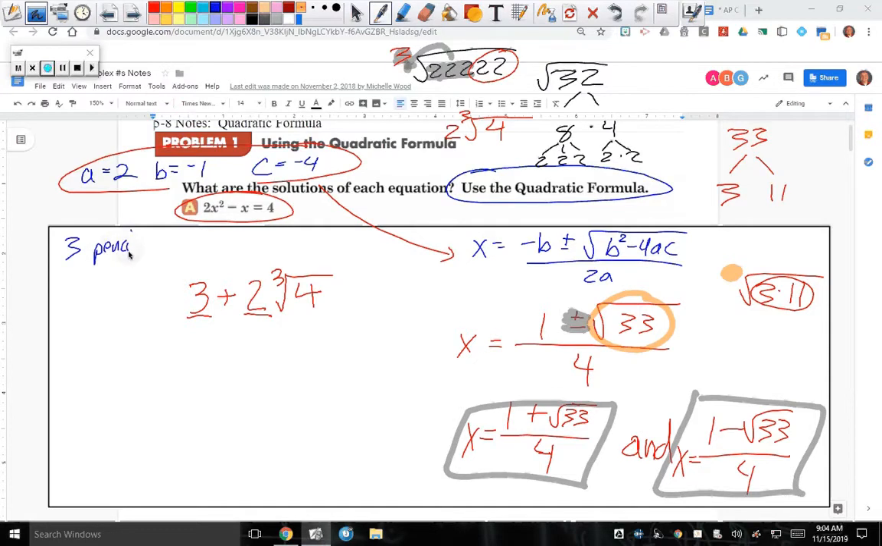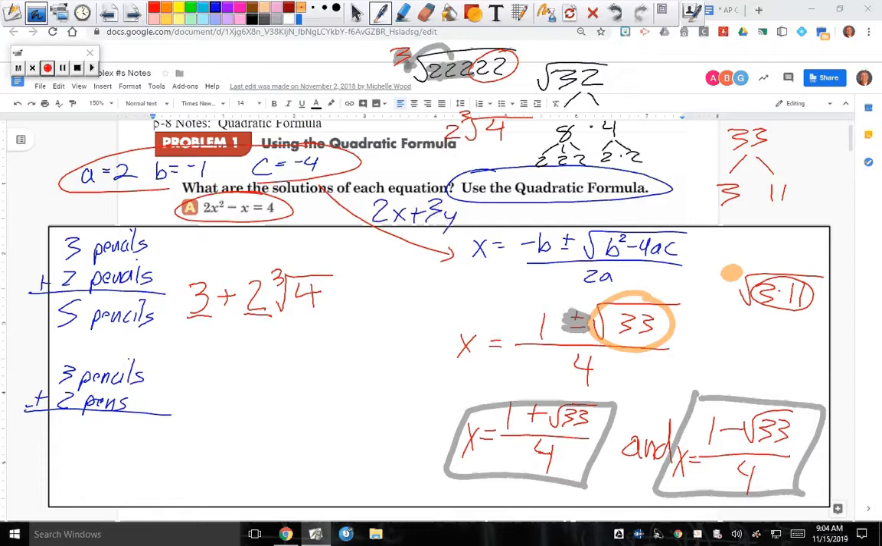3 pencils. It's not a trick question. Plus 2 pencils. 5 pencils. 3 pencils plus 2 pens equals what? You notice how you didn't combine those together. You kept them apart. So that's why when I say 2x plus 3y, does this equal 5xy?